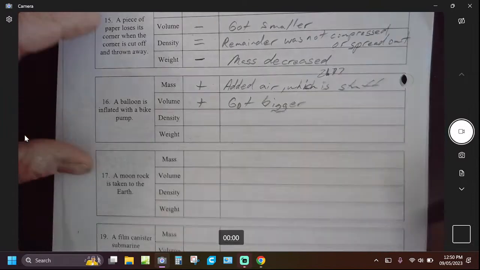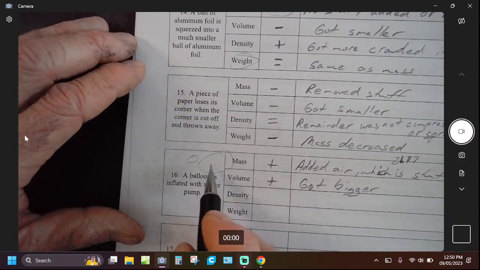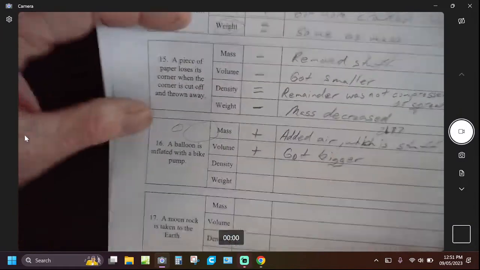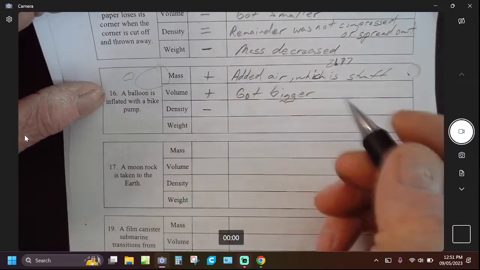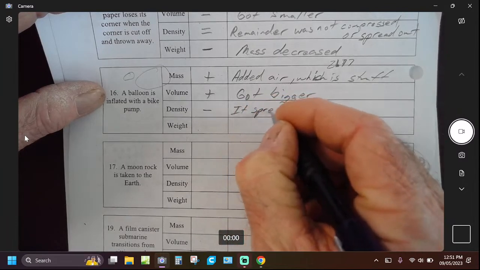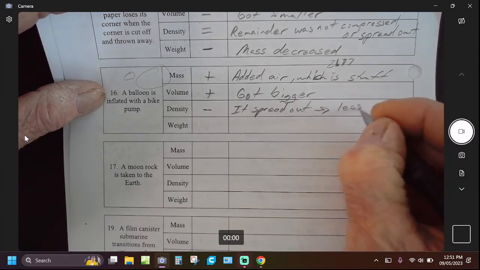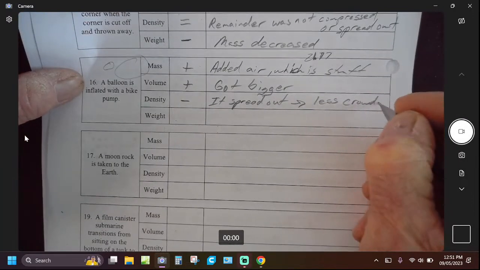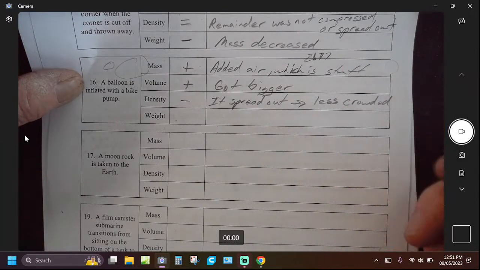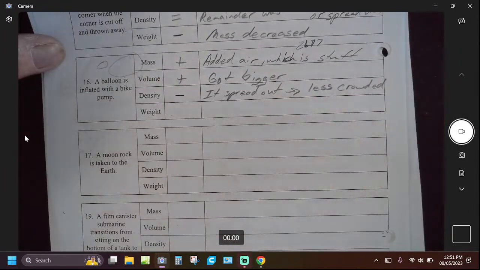Also, think about that balloon. It looked like this in the beginning, and it looked like this at the end. Is it getting more crowded or more spread out? I'm going to say the density decreased because it spread out, so it was less crowded. Now I filled it with air, and you could say, oh, it's crowded with air, but is there a lot of stuff in air? Air is mostly empty space. I mean, most things are actually mostly empty space.